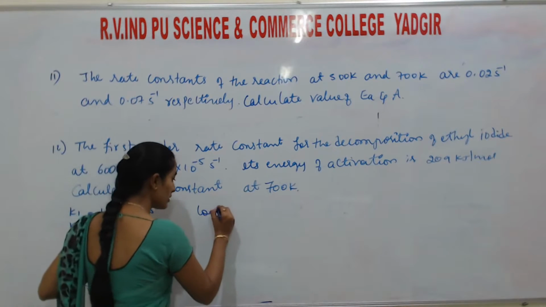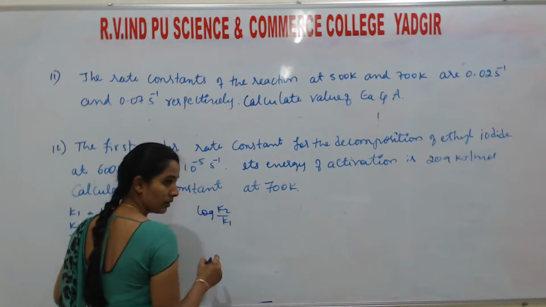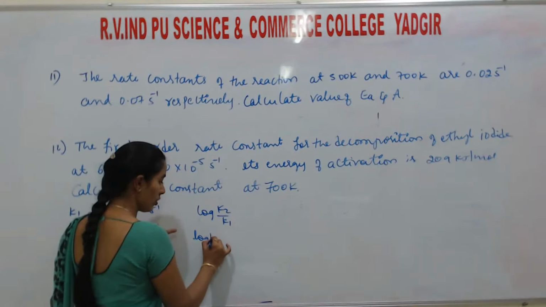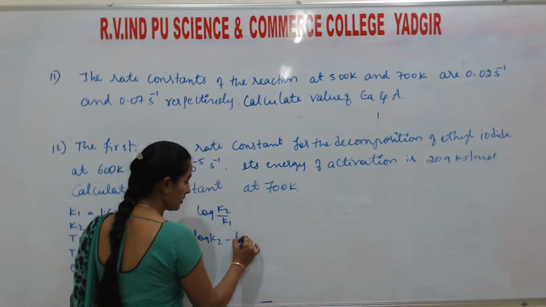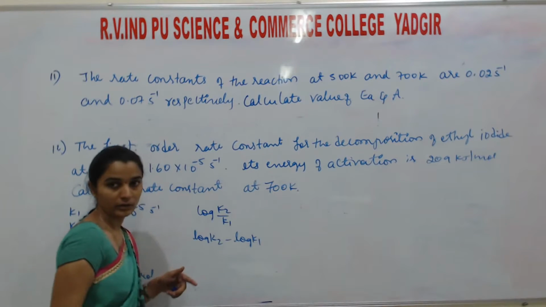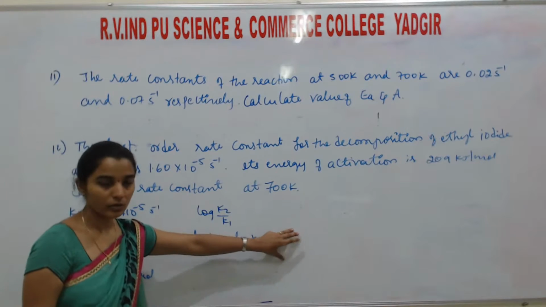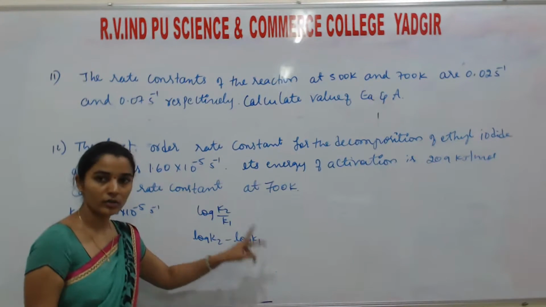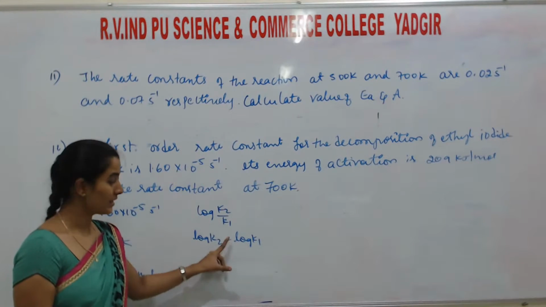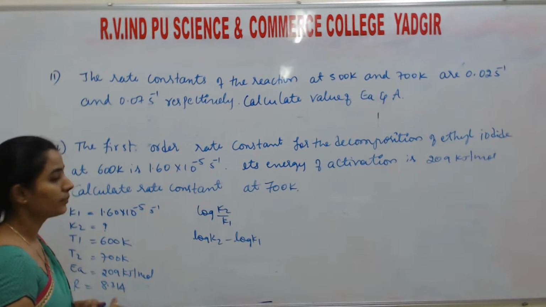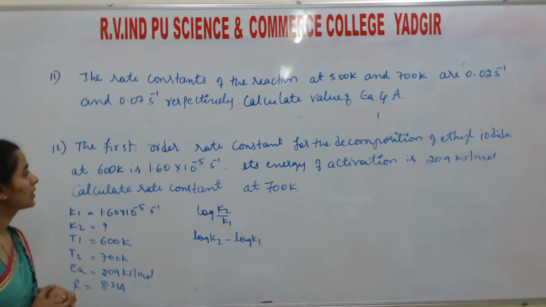Listen, you know this log K2 by K1. This is taken as log K2 minus log K1. Then you will get some value. If you do the anti-log of K2, you will get the K2 value. Okay, this is the hint. You do it yourself. I will say the answer in the next class.